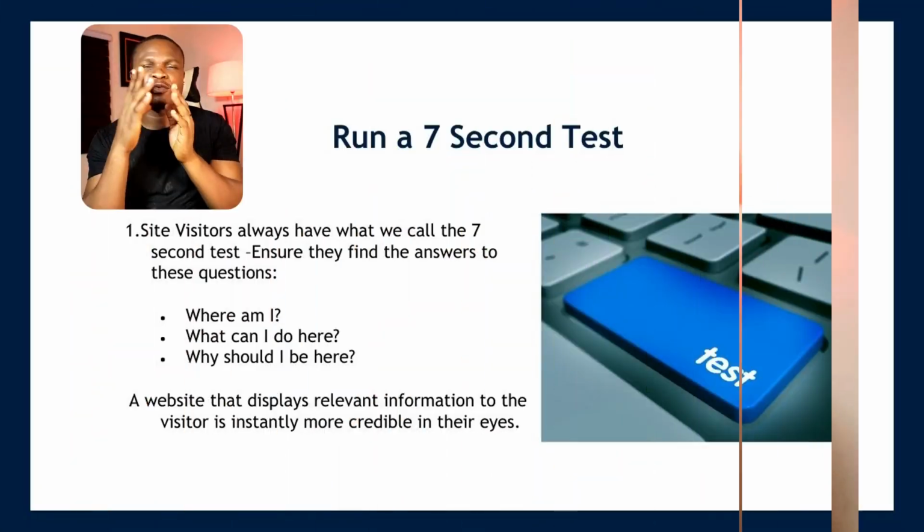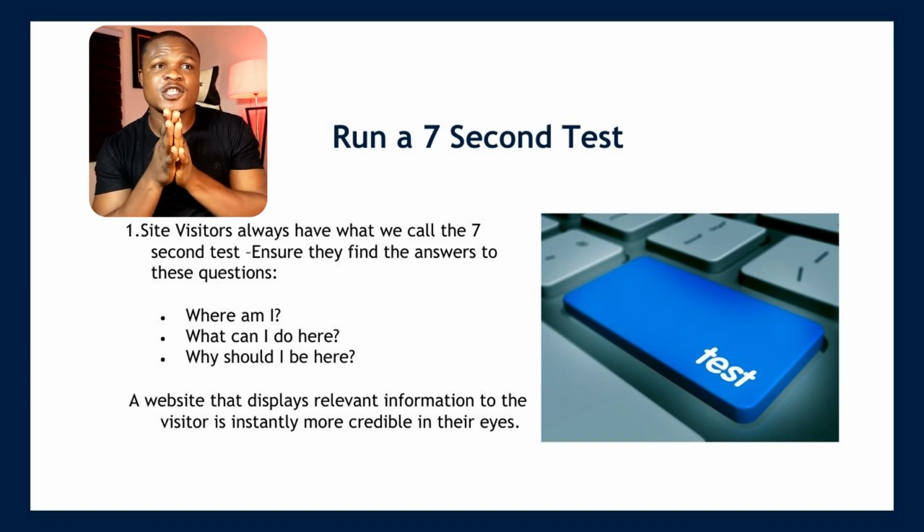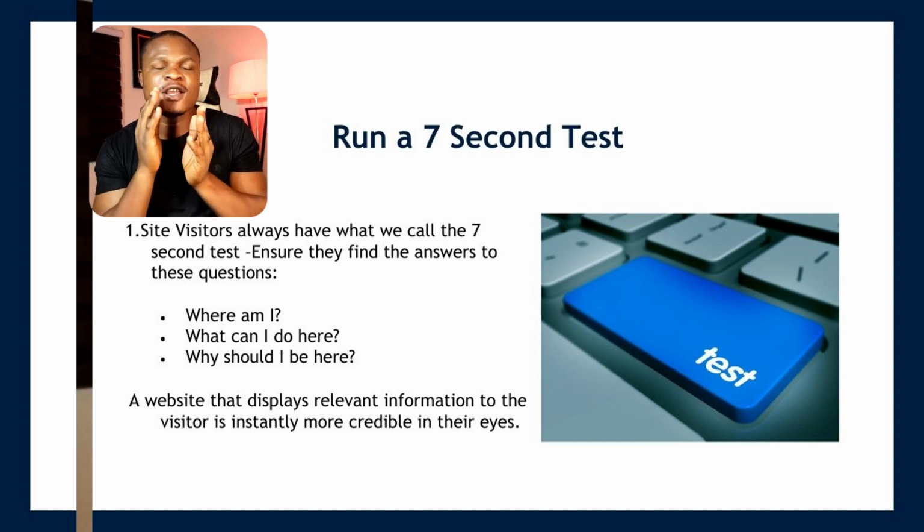Now, number 2 is run a 7-second test. What a 7-second test is: when a visitor comes to your website, try as much as possible within the space of 7 seconds for them to get answers to these 3 questions. Number 1, where am I? Number 2, why should I be here? And number 3, what can I do here? People should understand these 3 things within 7 seconds so they don't go.